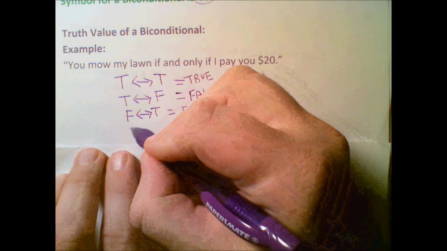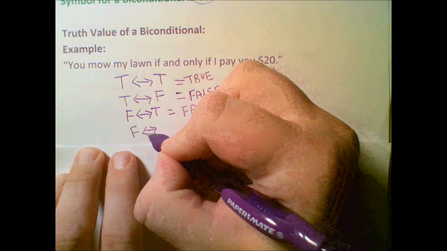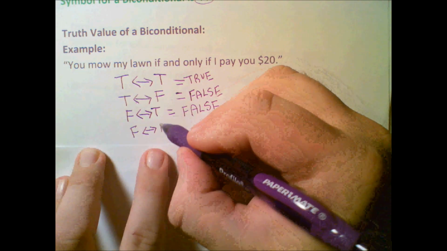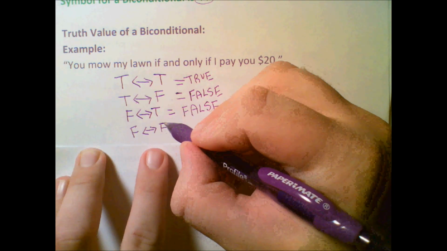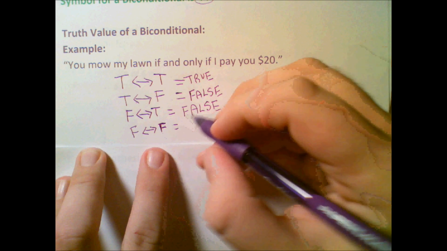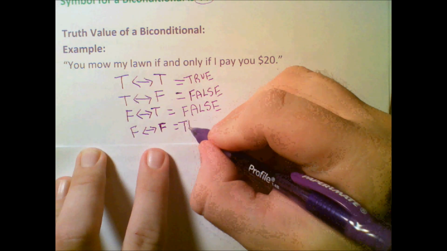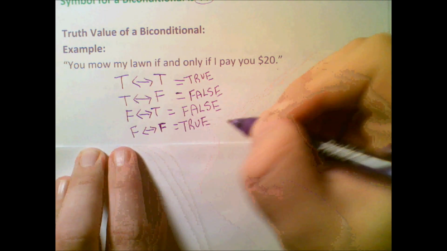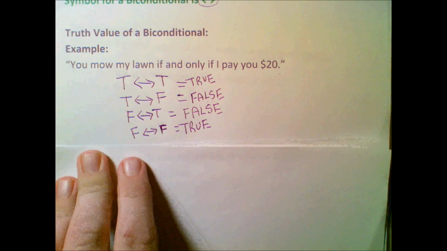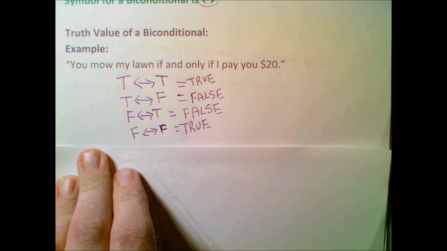Now finally, you don't mow my lawn, and I don't pay you $20. I think at this point we could say that we are cool with this. So therefore, it's true. You didn't hold up your end of the bargain. Why am I going to pay you $20?